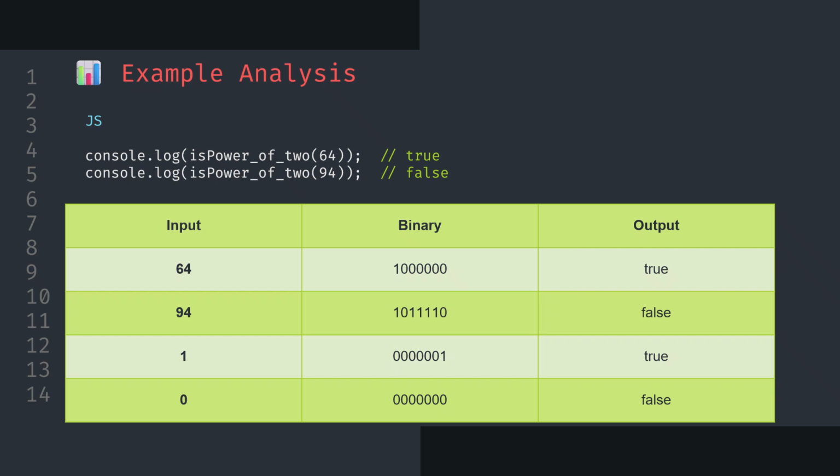Let's run through some values. 64 and 1 are both powers of 2, while 94 and 0 are not. The bit pattern tells the full story behind each result. Next, we look at where you might use this kind of check in practice.